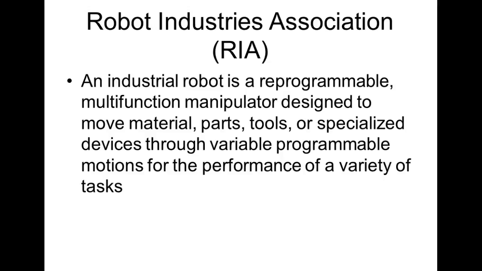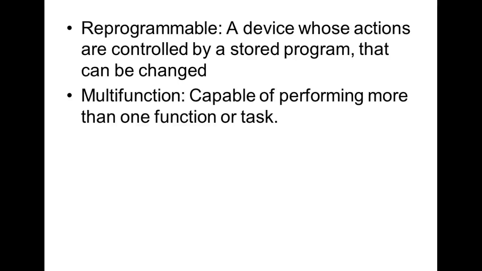So RIA does not specify the number of axes the robot has. Reprogrammable, of course, is a device whose activities are controlled by a stored program that can be what? Changed. Multifunctional means it's capable of performing more than one function or task.